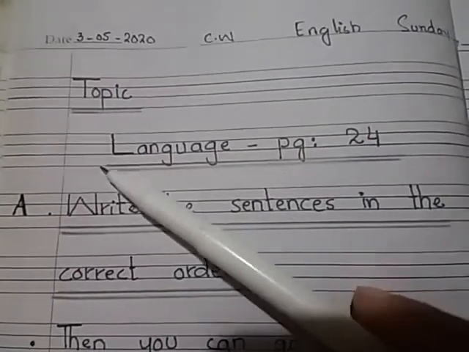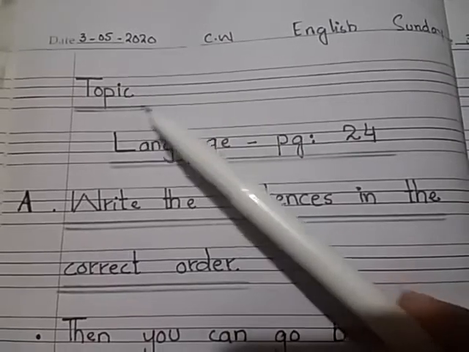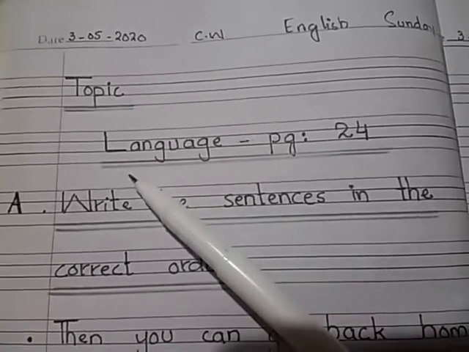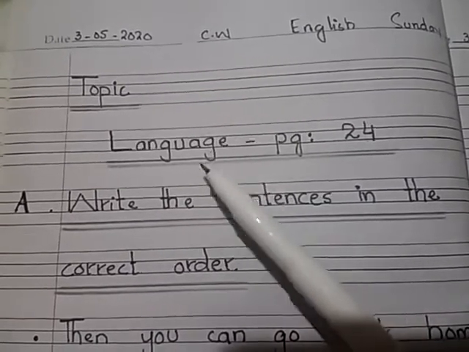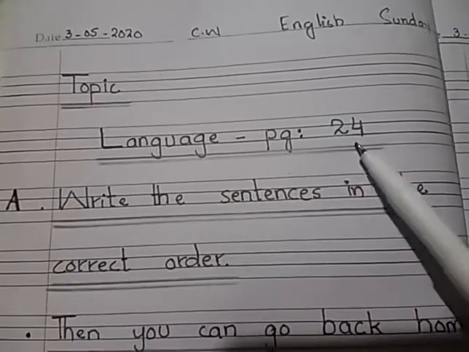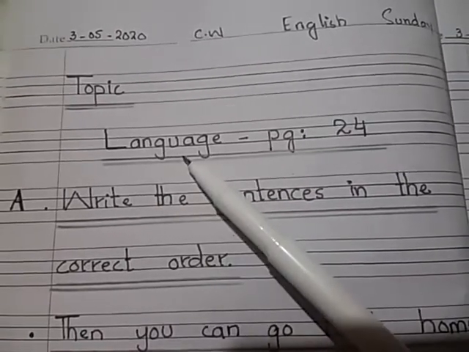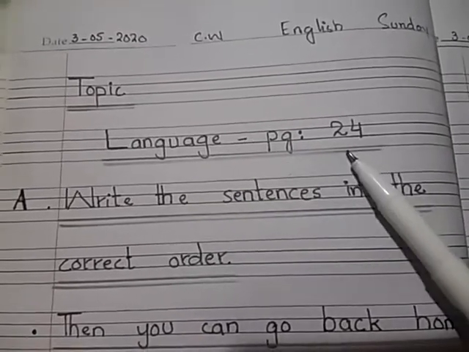Write the topic on the top of the page, that is TOPIC, topic, underline it. Then language, our topic of today is language, LANGUAGE, language. It's on page 24.